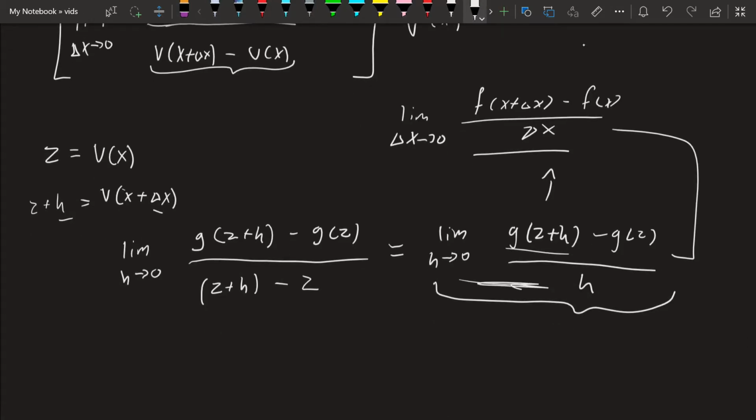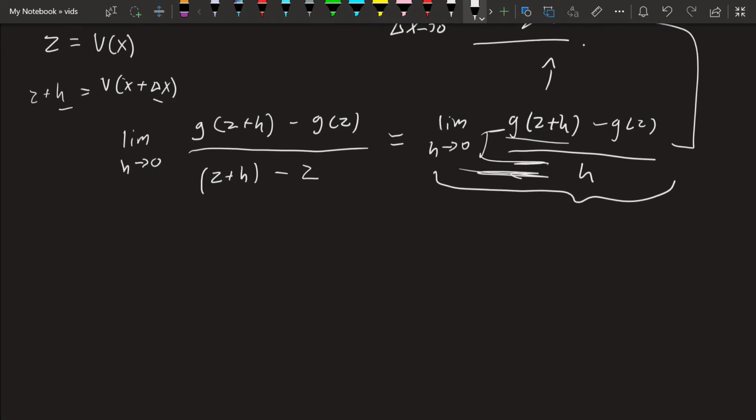We can define this as the derivative of g with respect to h, right? That means if you were to plot the graph, you're going to have g of z here, and you're going to have z here, instead of having g of x and x. And then you'll just draw the tangent, and that's the derivative. So here, this is just the derivative. So let's rewrite this, let's substitute z back again. So delta x goes to 0.